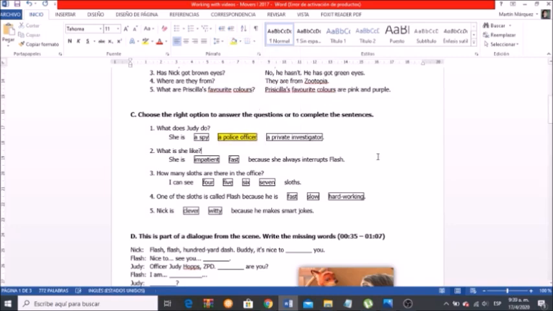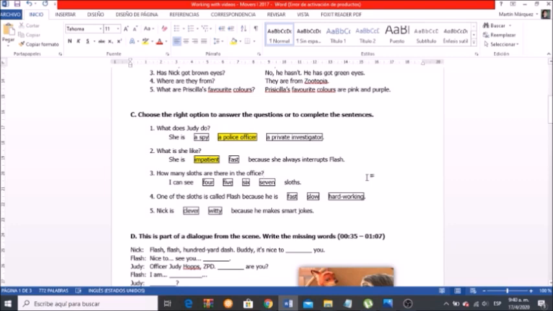Okay. Question number two. What is she like? She is... Y tenemos dos opciones. Impatient or fast. Because she always interrupts Flash. What is the meaning of impatient? ¿Algunos saben el significado de impatient? Si lo saben, escríbanlo en el chat. Very good. Impatient means impaciente. ¿Y ustedes qué creen? ¿Es impaciente o no es impaciente ella? Very good. Yes, she is impatient. So, we choose this option. She is impatient because she always interrupts Flash.